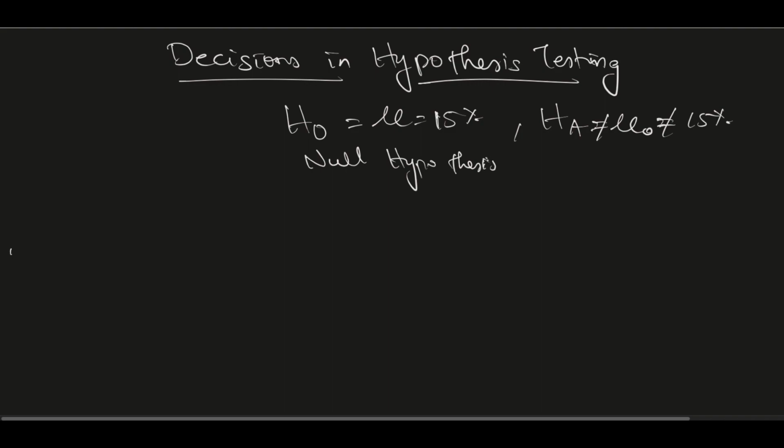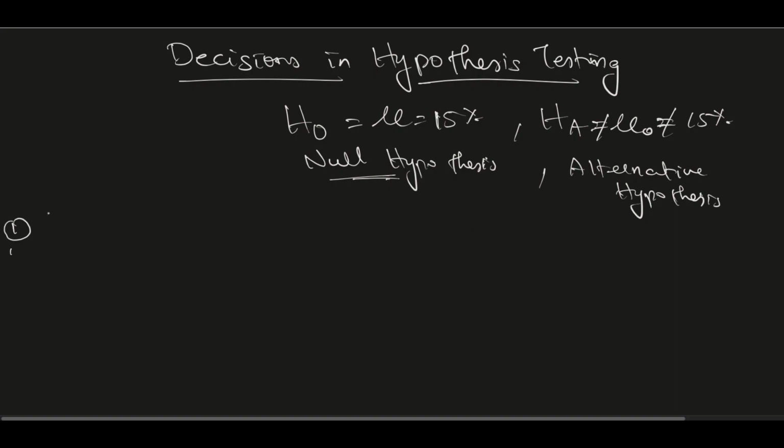That means this is the common belief, and as a researcher, this is what you want to reject. And this is the alternative hypothesis. So now, what would be the outcome when you do your testing?